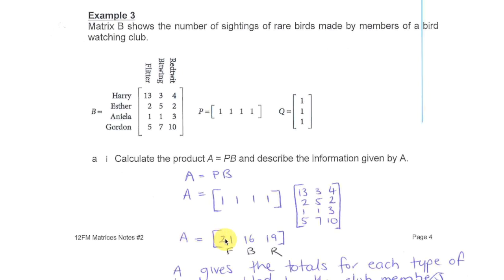So this 21, how was that calculated? Well, it's position 1, 1, so it's the first row by first column. So it's 1 times 13 plus 1 times 2 plus 1 times 1 plus 1 times 5. Adding all of those together, you'll get 21. So in effect, what it's really doing is just adding up that column. Adding this column together will give us 16, and finally 19. Of course we could just do that manually, but using matrices makes things a lot more efficient.